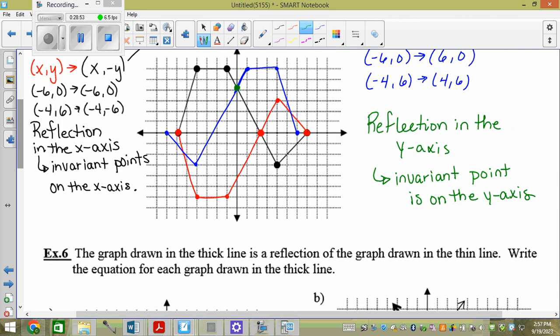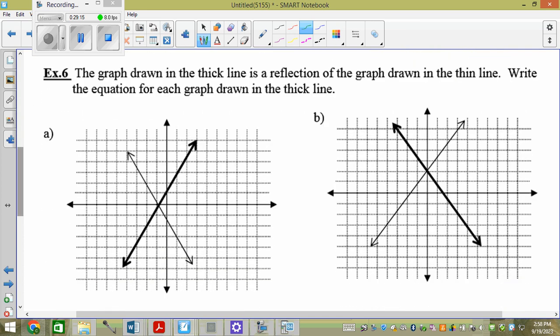The next one, some people get stuck on, they don't know which is the reflection, if it's on the x or the y. But the giveaway, if it's only a reflection in the x or only a reflection in the y, is to look where the invariant point happens to be. So, if we look at example 6, where is the invariant point on A? Where is it crossing? It's here on the x-axis. So I know there's a reflection in the x-axis.